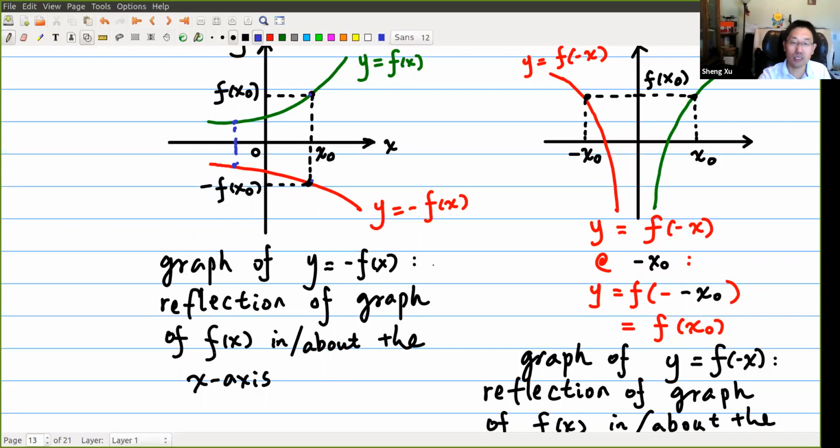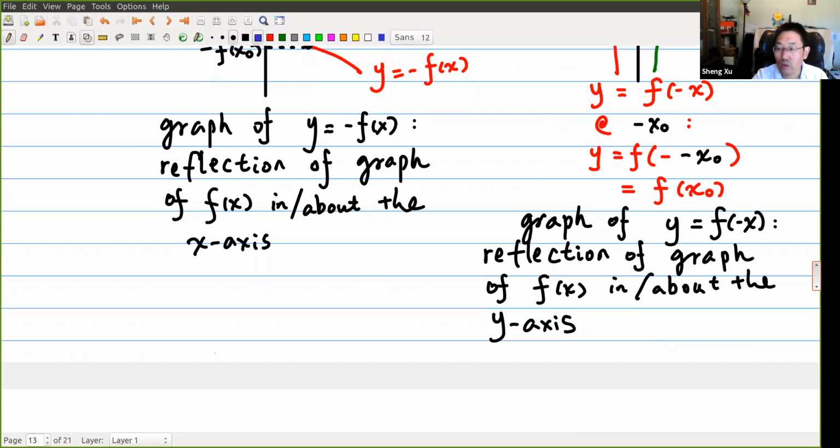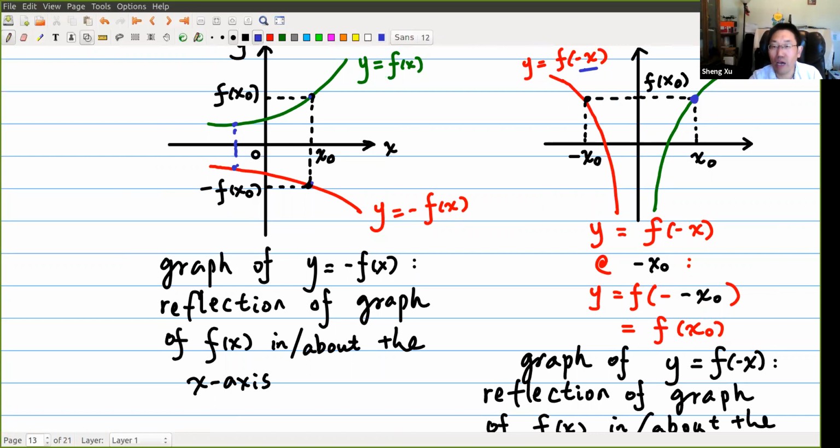Now, how about this case? This one is a little bit harder to comprehend. So now suppose I have a graph of y equals f of x, this green curve here, right? And this is an arbitrary point, x naught, f of x naught. So what happens to this point if I change my function to y equals f of negative x? So I replace x by negative x. So look at this function here, y equals f of negative x. If I evaluate this function at negative x naught, what do I get?